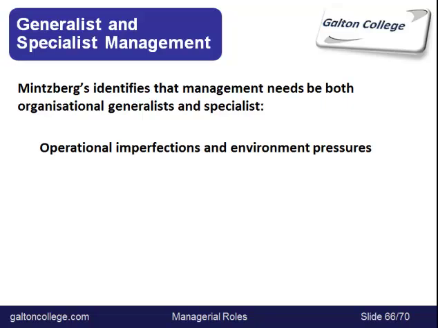Operational imperfections and environmental pressures are examples here. Operational imperfections mean that a specialist must be involved who will ensure that the operational problems of the organisation are dealt with and there's a smooth passage of production through the system in accordance with the strategic objectives of the organisation. So the company may be operating a just-in-time policy, or it may be operating some sort of quality assurance or total quality management or whatever it is.